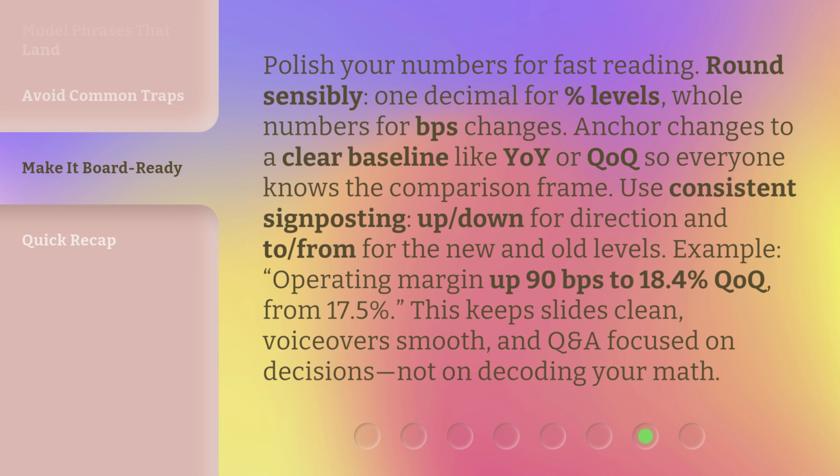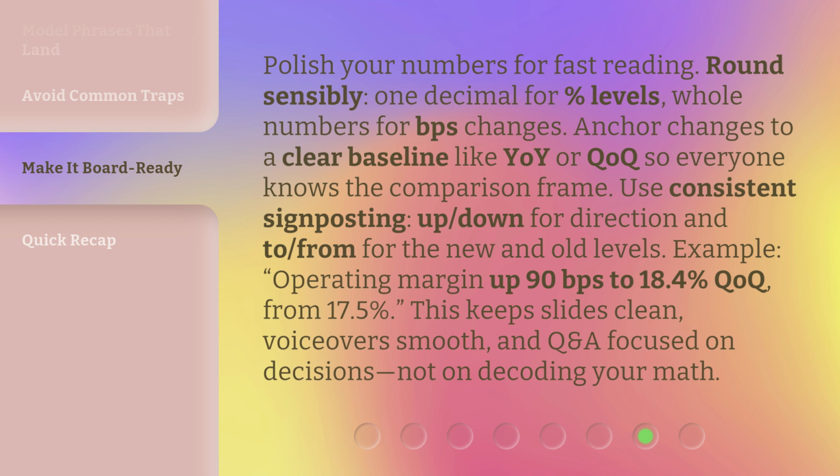Polish your numbers for fast reading. Round sensibly. 1 decimal for percent levels. Whole numbers for BPS changes. Anchor changes to a clear baseline like YOY or QOQ, so everyone knows the comparison frame. Use consistent signposting: up or down for direction, and to and from for the new and old levels.